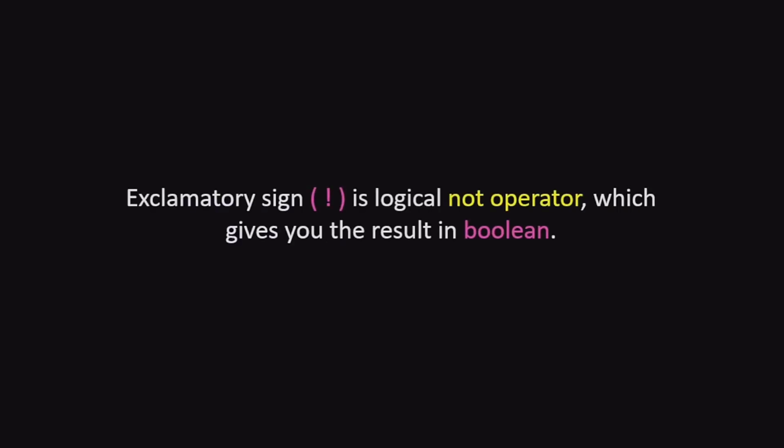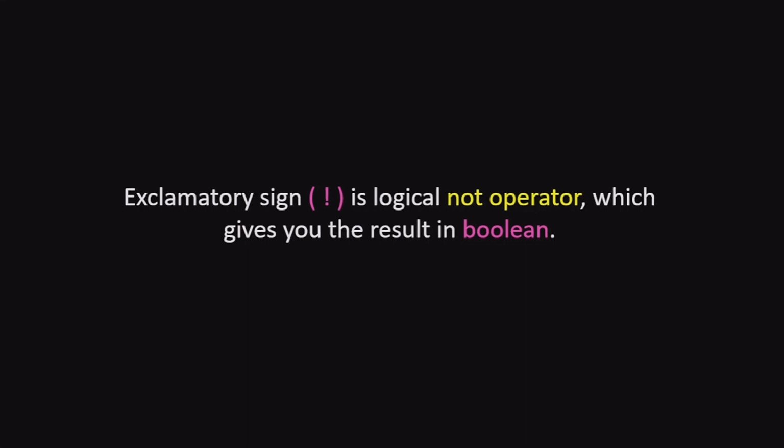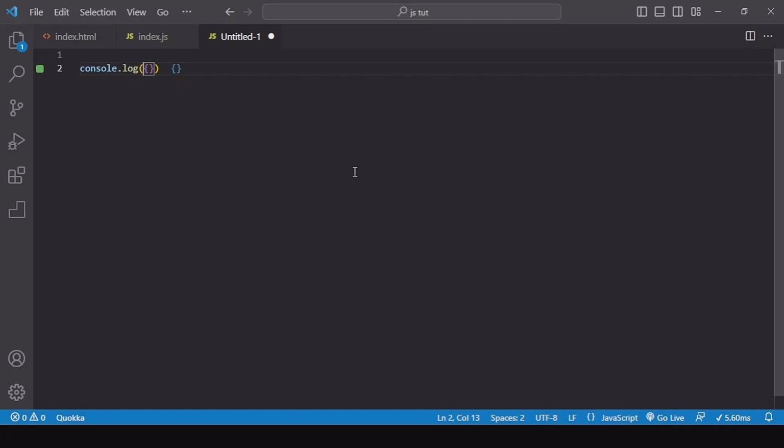The exclamation sign in JavaScript is called the logical not operator, which gives you the result as a Boolean value, either true or false. If we console log an empty object, it will return the same empty object. But if we put the logical not operator, it will give us the result in Boolean. A single logical not operator means the opposite of the value, which is false.